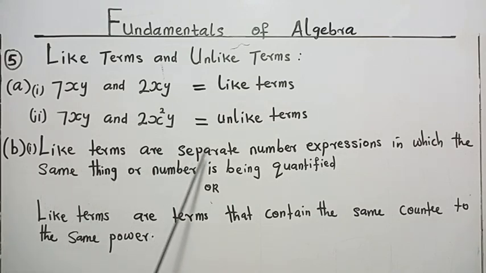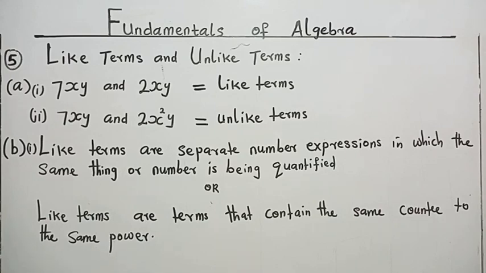Like terms are separate number expressions in which the same thing or number is being quantified. If you reflect on the keywords used in this definition, you can already begin to link this statement and its meaning with our prevailing cases. Or, like terms are terms that contain the same county to the same power. I believe that you remember what county is. County is that which is being counted, and coefficient is that which is counting. Do you also understand this one? Perhaps you understood both of them, but I believe that this second definition is simpler.